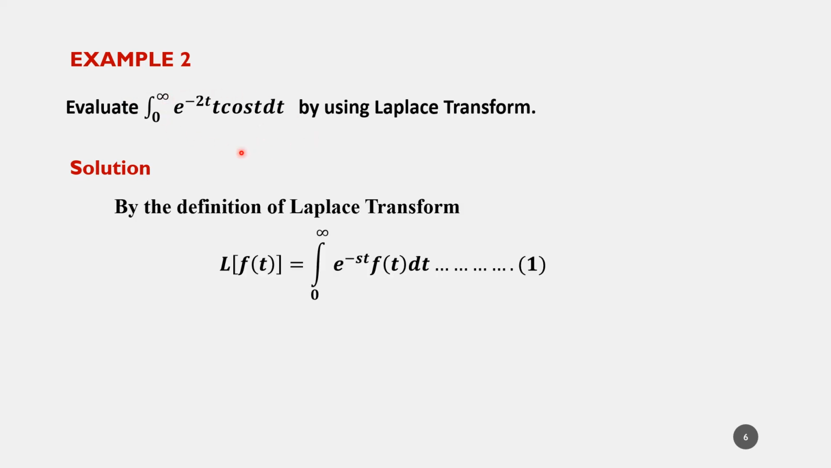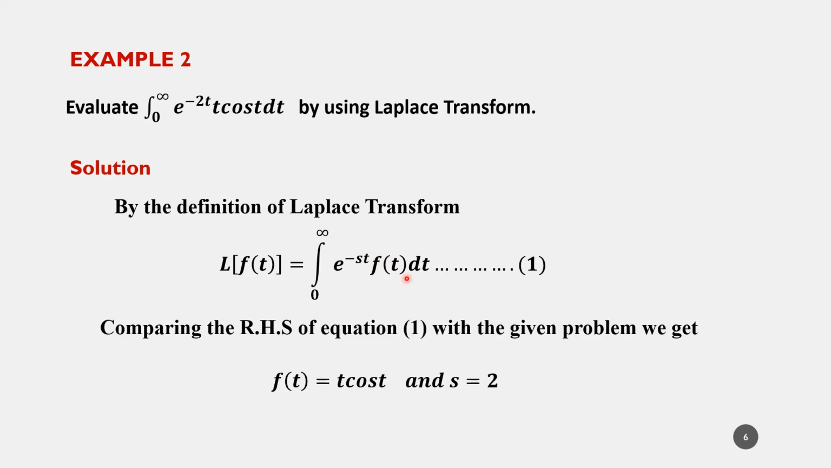So we know by definition of Laplace transform, L of f of t is the integral from 0 to infinity of e raised to minus st into f of t dt. Compare both these integrals. When we compare, we can write f of t equal to t cos t, and instead of s, we have 2.